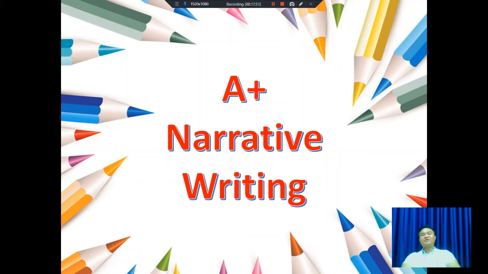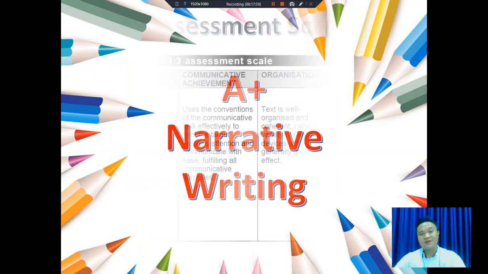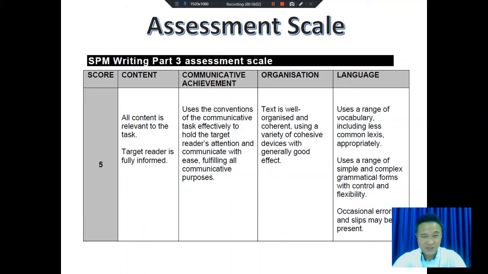Okay, A plus narrative writing. A lot of students will ask how to get A plus narrative writing. So first of all, you need to understand the assessment scale. Now under this CEFR SPM, this is the new format, and a lot of you are doing this for the first time. You need to know that you will be assessed in these four criteria. Number one is the content. Number two will be the communicative achievement. And number three, organization. And of course, the last one, language.